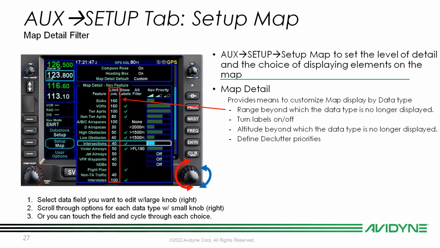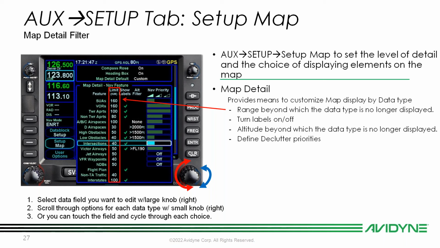So these numbers here in this first column, that's the range beyond which the data type for that line is no longer displayed. For example, if I'm looking at SUAs or special use airspaces, and I have this set to 160, once I zoom out beyond 160 nautical miles, then I no longer see special use airspaces. Once I zoom in to map ranges underneath 160 nautical miles, then my special use airspaces start to come in. Moving down to non-towered airports, right?